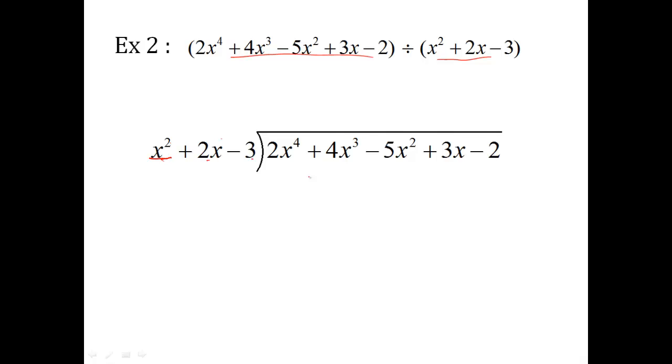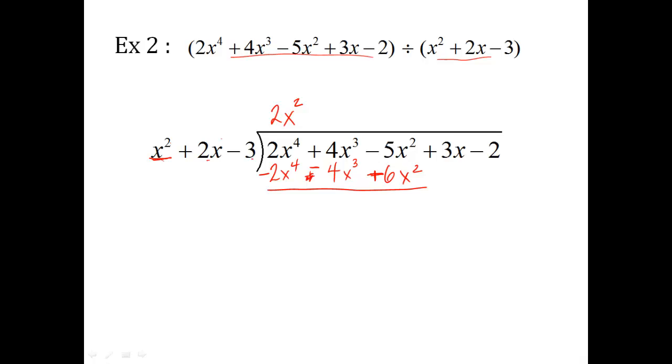So I start focusing on this term right here, x squared. What can I do to make x squared look like 2x to the 4th? I need to multiply by a 2 and another x squared. So 2x squared times x squared is going to give me 2x to the 4th. Distribute this 2x squared across every term here. 2x squared times 2x gives me 4x cubed. 2x squared times negative 3 gives me negative 6x squared. Okay, next step is to subtract. So that's going to change all my signage to the opposite of what it was.